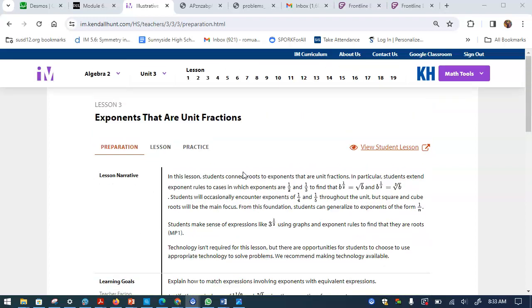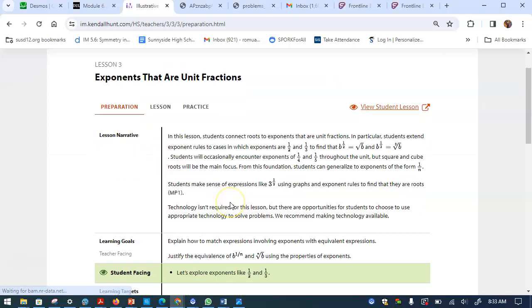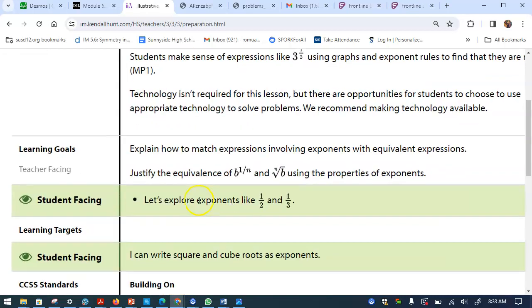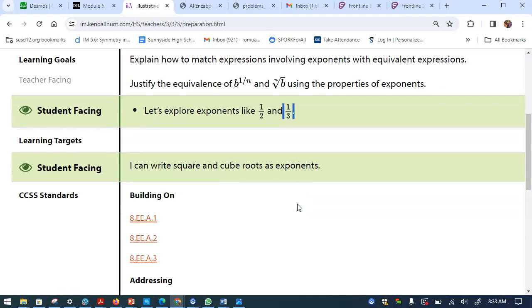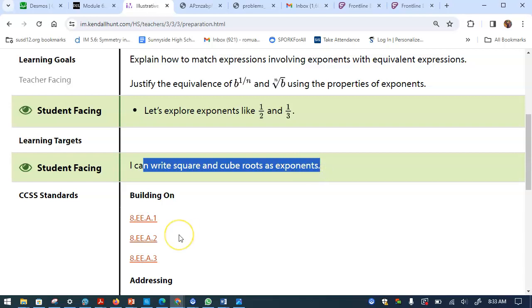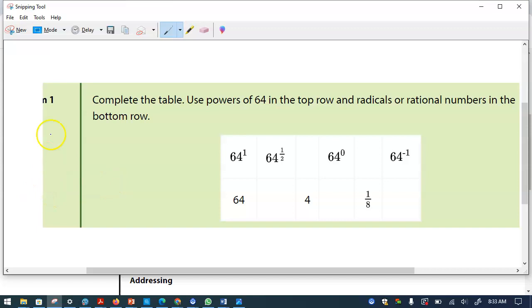Okay, in this video, I'm working on lesson number 3, unit 3. The main goal of this lesson is to explore exponents like raised to half or raised to one third. What does that mean? And also, I can write square and cube roots as exponents. So I will go straight to the practice problem.